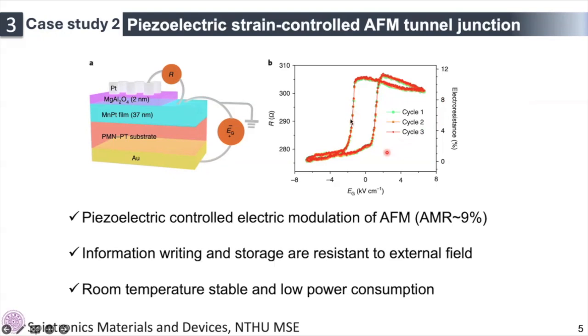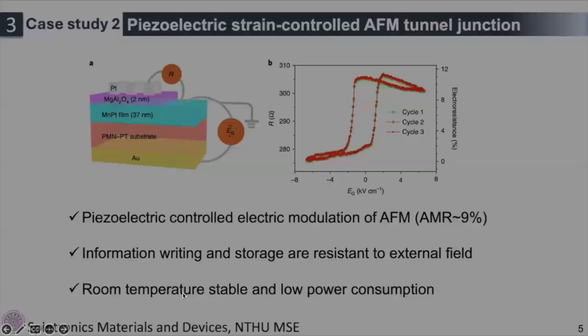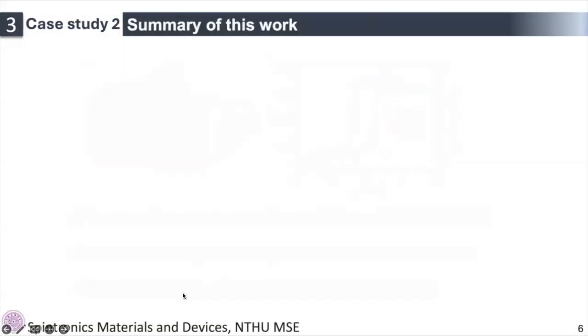antiferromagnetic film. They reported the AMR ratio of this device can be roughly 9%. The device is robust because it was not affected by the external magnetic field, and it had good stability under ambient conditions, and it is suitable for low power consumption and high density memory devices in the future.